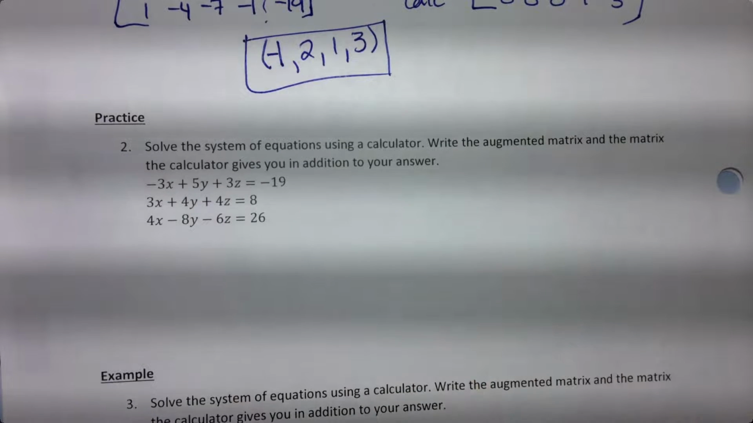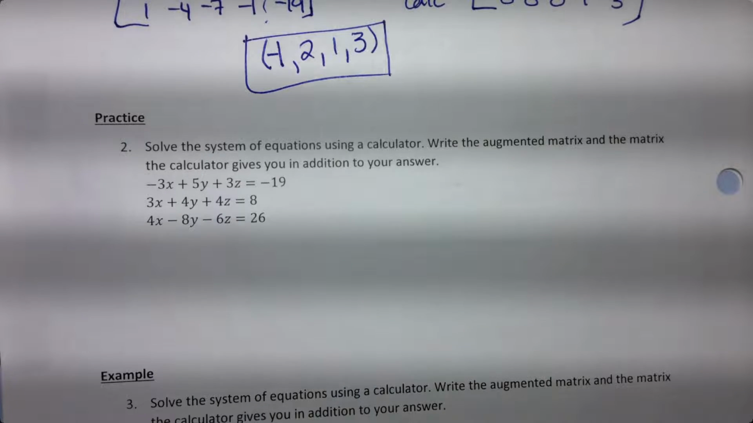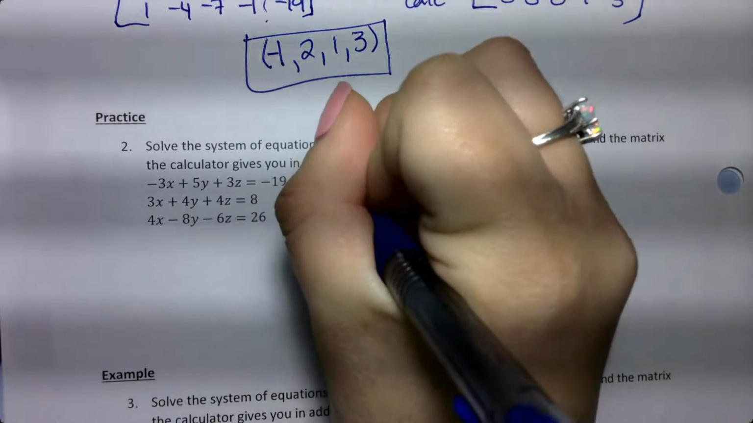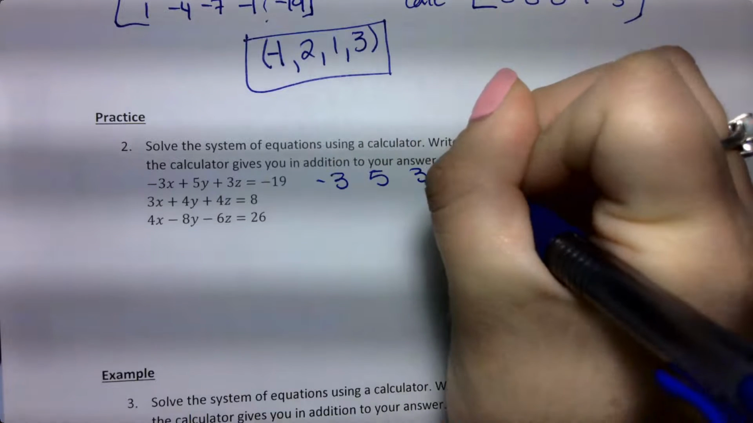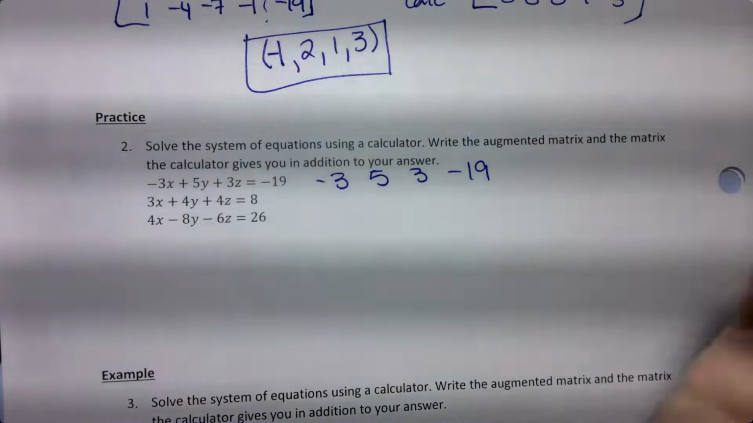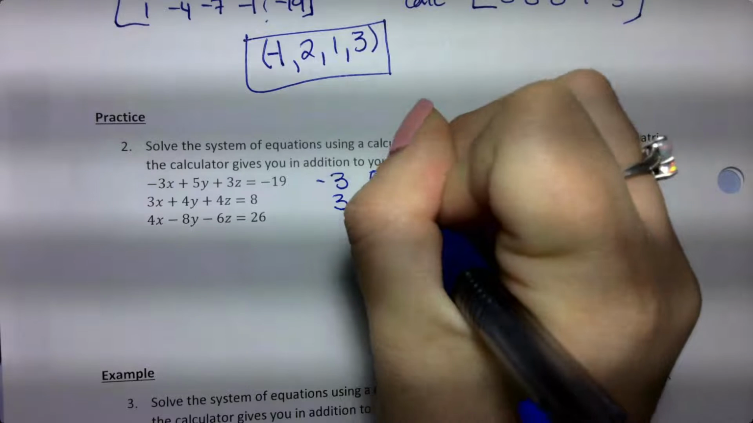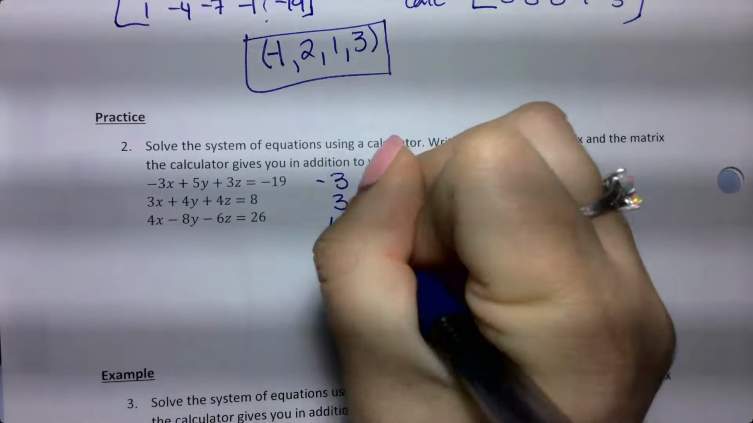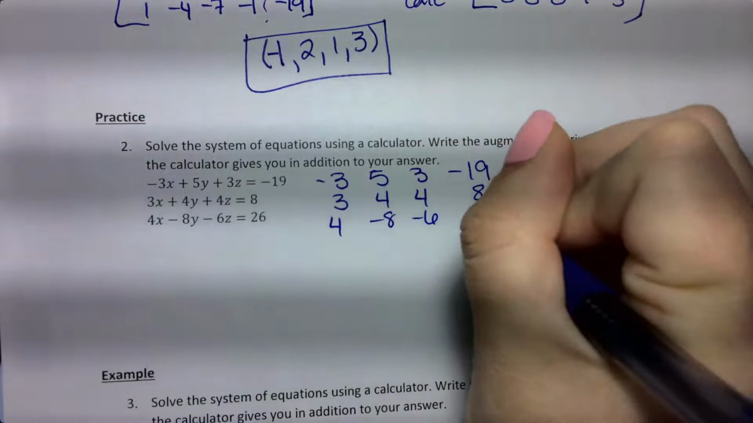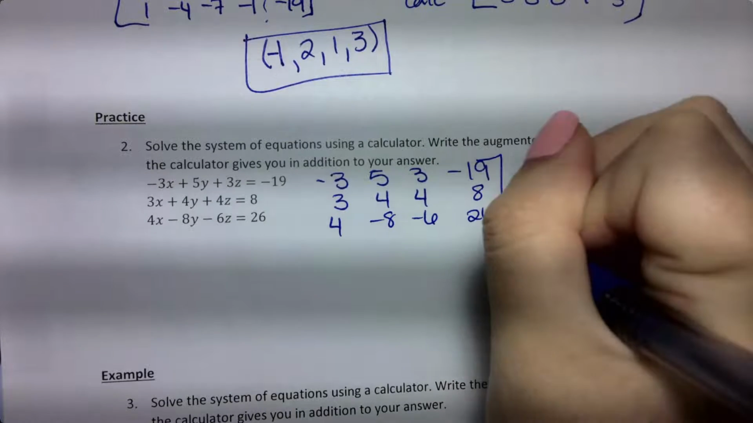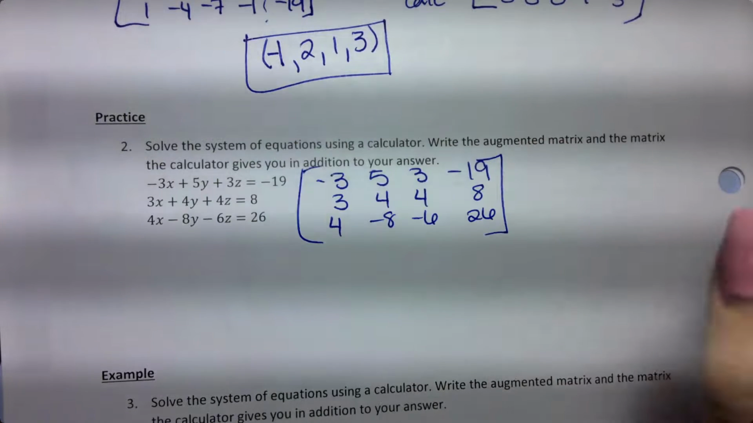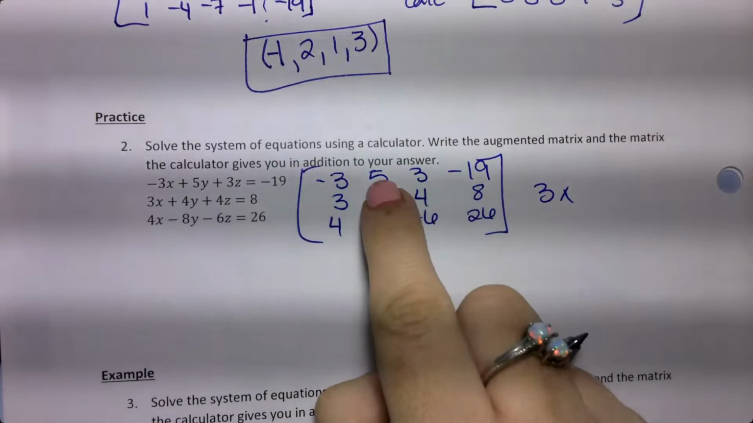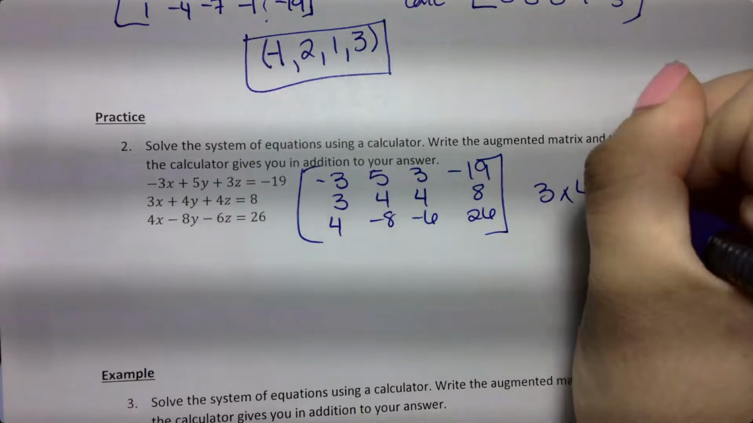So this one, we are lucky to have all of our variables with all of our letters. So I can start off by writing my augmented matrix. I have negative 3, 5, 3, negative 19 for my first row. Then I have 3, 4, 4, 8 for my second. 4, negative 8, negative 6, 26. This matrix has 1, 2, 3 rows, and then I've got 1, 2, 3, 4 columns, so it's a 3 by 4.